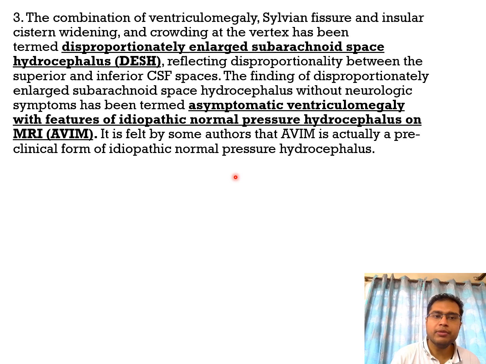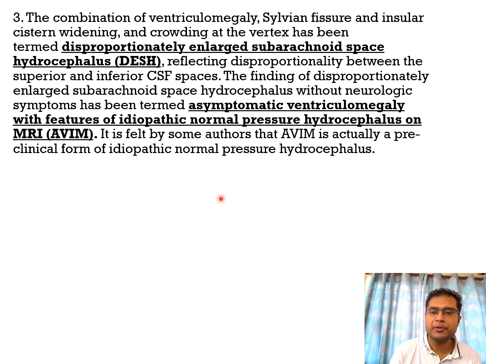So the third thing that we have to remember is that the combination of ventriculomegaly, sylvian fissure, and insular cistern widening is termed as disproportionately enlarged subarachnoid space hydrocephalus. And when this is present with no symptoms and is seen on MRI, it is termed as asymptomatic ventriculomegaly with features of idiopathic normal pressure hydrocephalus on MRI, that is AVIM.